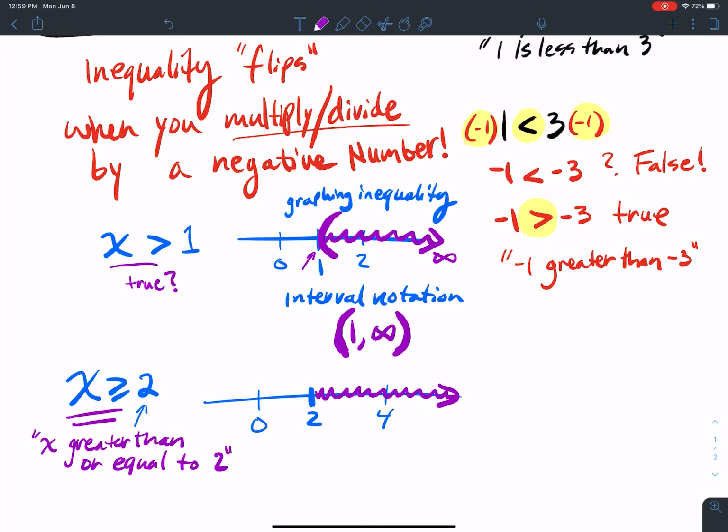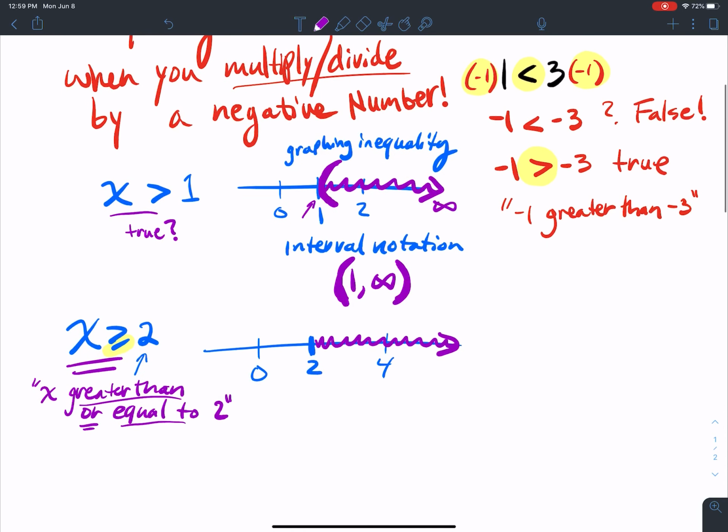Okay, why do we have "or equal to"? Because there's a bar, a line underneath the inequality. Okay, so it's a greater than or equal to. So that's what that bar under there tells you. It has an "or equal to" added to it.